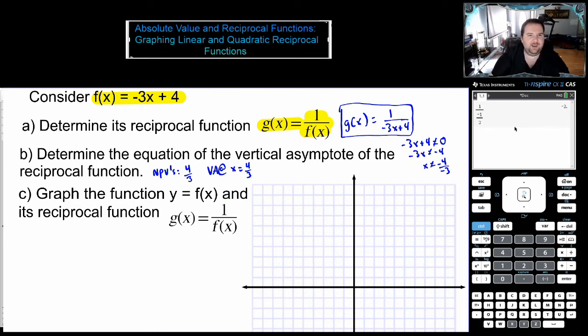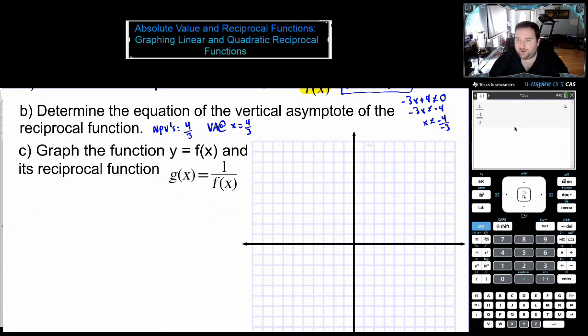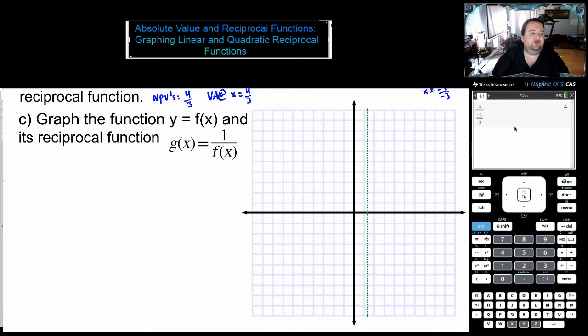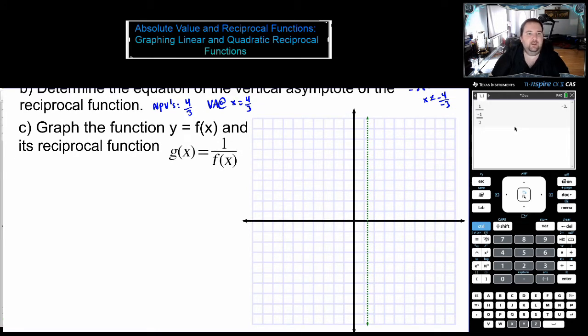So let's go ahead and graph this in now. So we're going to take a line. I'm going to make it green and it'll be a dashed line. And we want to find x equals 4/3. So that's 1 1/3, which is about there. Okay, so there's my vertical asymptote, and I'm going to go ahead and label it as such.